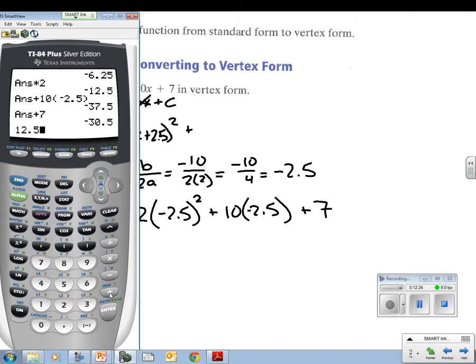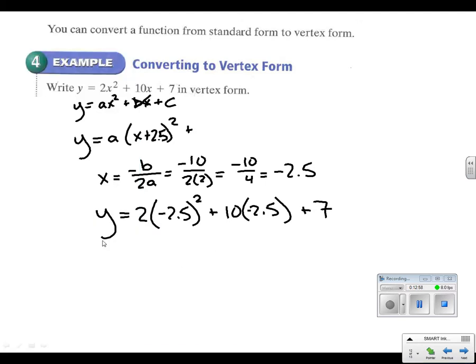12.5 plus, let's start from here again, 10 times negative 2.5, so negative 12.5, and then let's add that 7 on the end. Negative 5.5. That looks right there. So just be careful on those calculators. Don't make the mistake that I did right here. Negative 2.5, make sure you're in parentheses and square it. I did not do that, and I would have gotten the wrong answer if I didn't catch it there. So negative 5.5 is our y value.